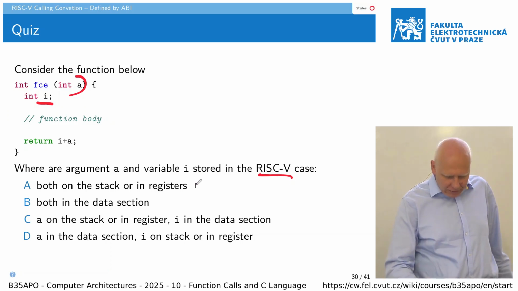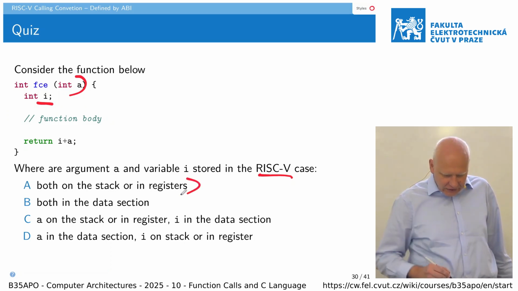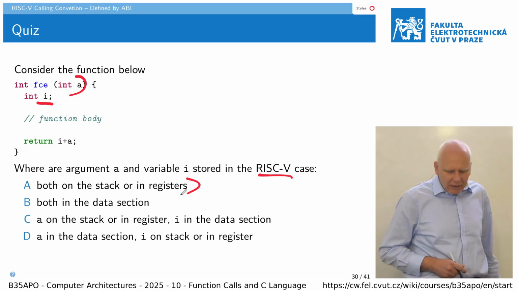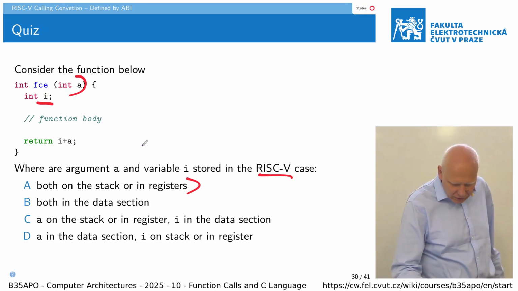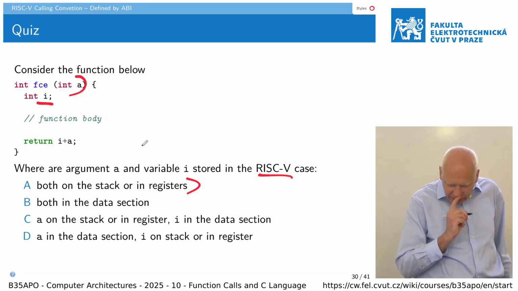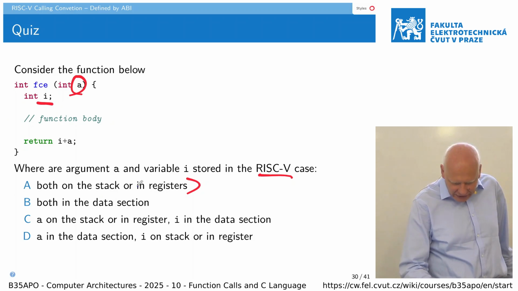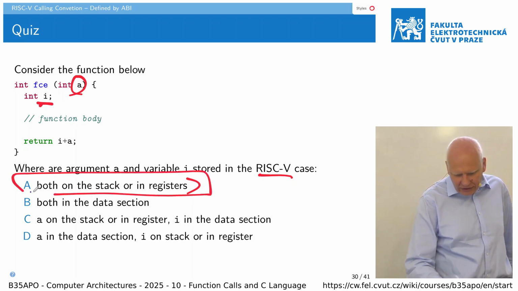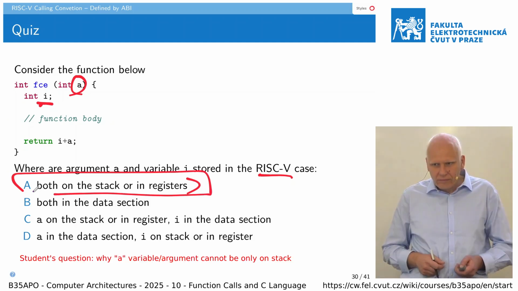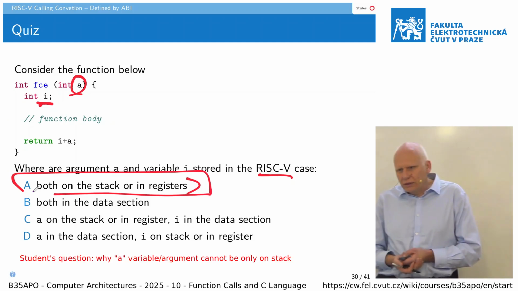Yes, both can be in the registers. So basically, but not both in the stack, because A is in the register. But it can be on the stack or in the registers. So basically, this holds. It is an argument.